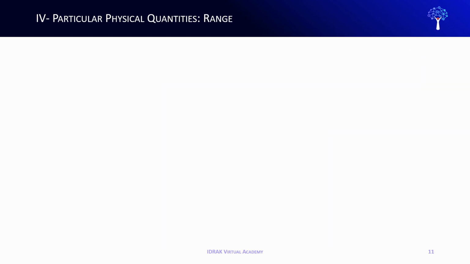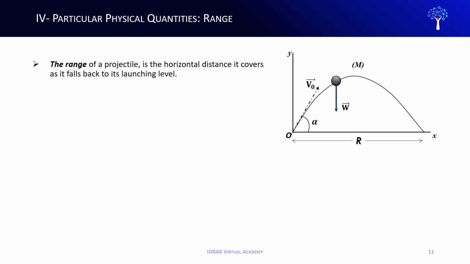A second useful particular quantity in projectiles is the range. What is a range first? The range of a projectile is the horizontal distance it covers as it falls back to its launching level. It starts at the level of y equal to 0 and it falls back to y equal to 0. Now, this might not be the end of the world. The projectile might continue downwards for some reason. But we say range when the projectile reaches the same launching level.